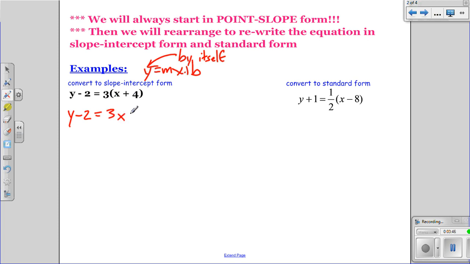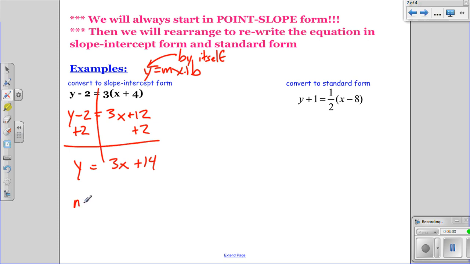So 3 times 4, then, is 12. Okay. Now to get y by itself, I'm going to have to move the 2 to the other side. And we have y is equal to 3x plus 14, okay? Now from here, I can highlight the information. What's the slope? Okay, the slope is 3 over 1, okay? And then the starting point is (0, 14).